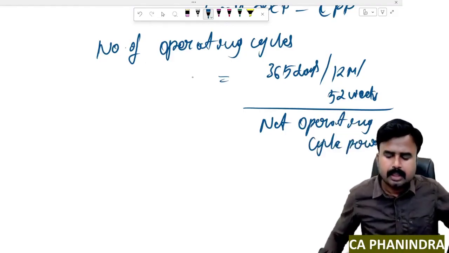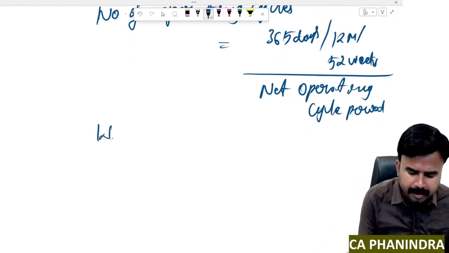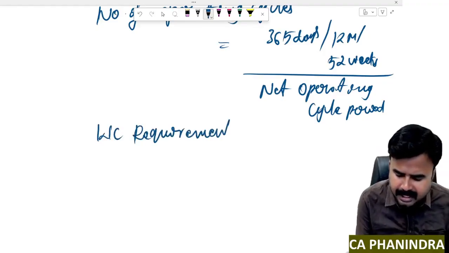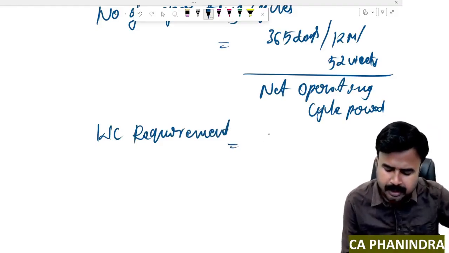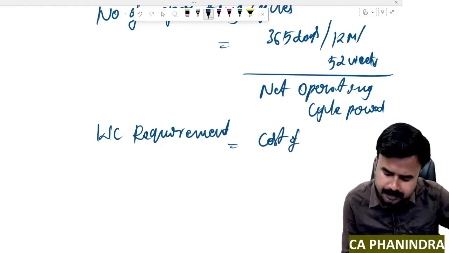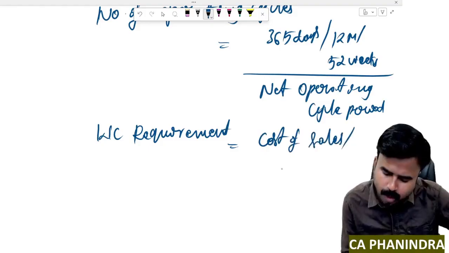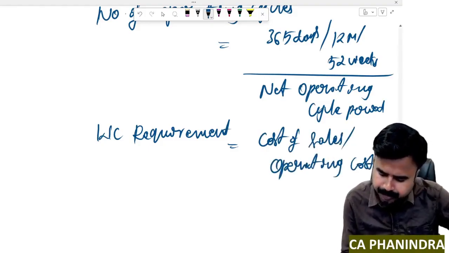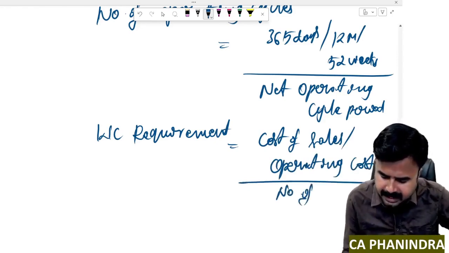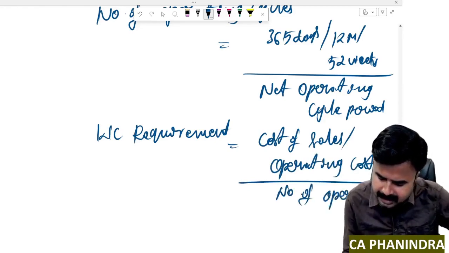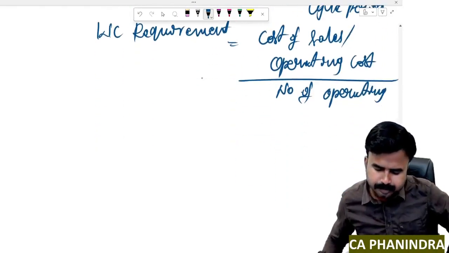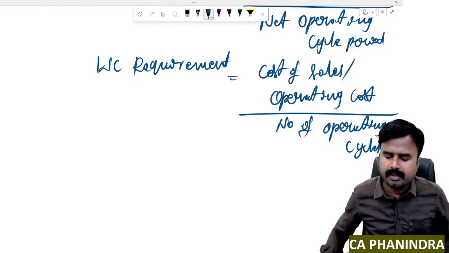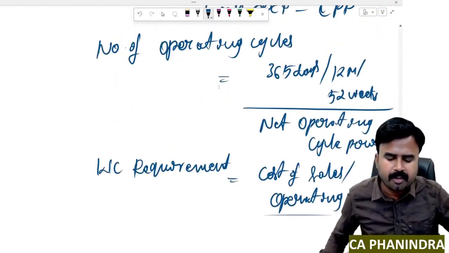Okay. And I can also estimate the working capital requirement from this. Working capital requirement can be estimated from the operating cycle period also. The formula is cost of sales or operating cost divided by number of operating cycles. This is the formula for working capital requirement: cost of sales or operating cost divided by number of operating cycles.